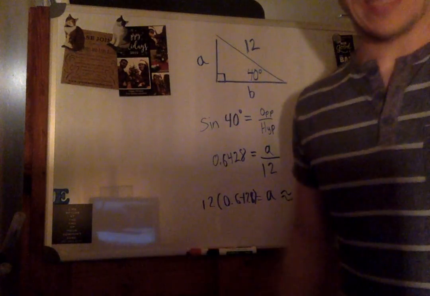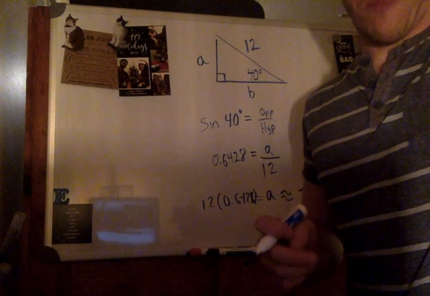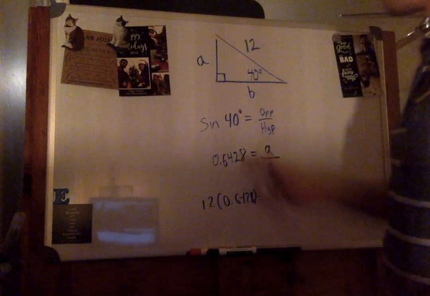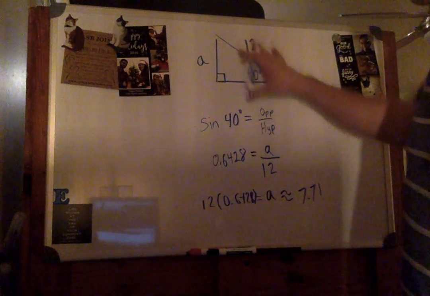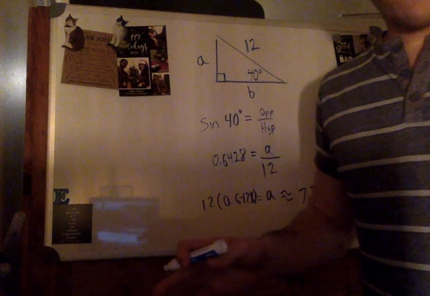If I got something crazy like 70, that wouldn't make any sense. Or if I got something ridiculous like, I don't know, 0.02, that also wouldn't make sense because this side needs to be reasonably in the neighborhood of 12. So that's how I find my missing side.